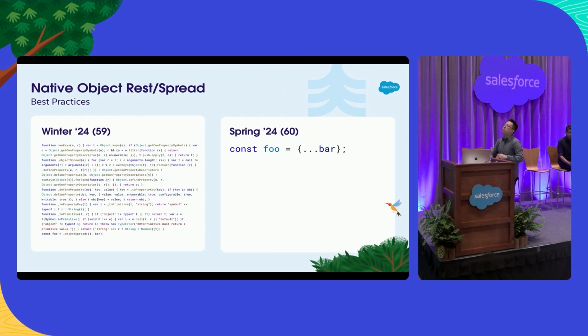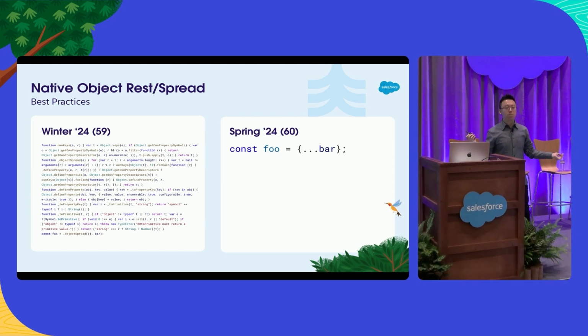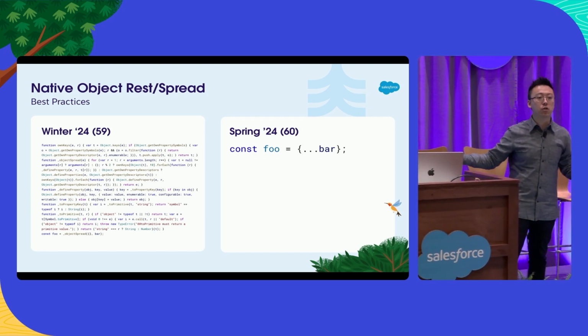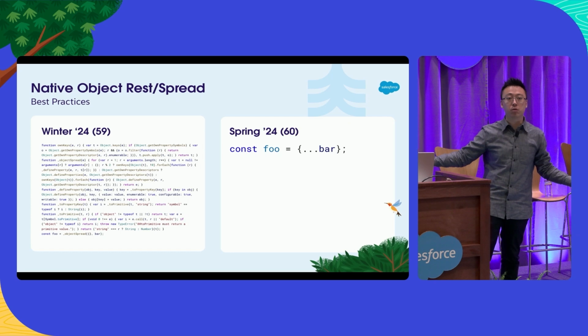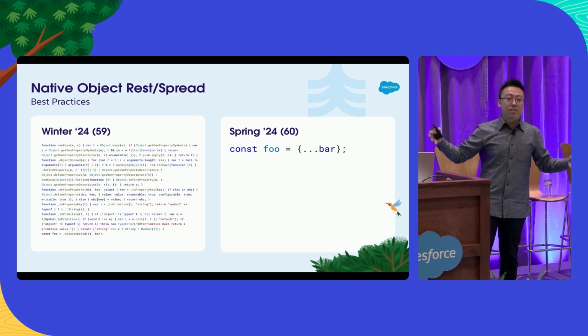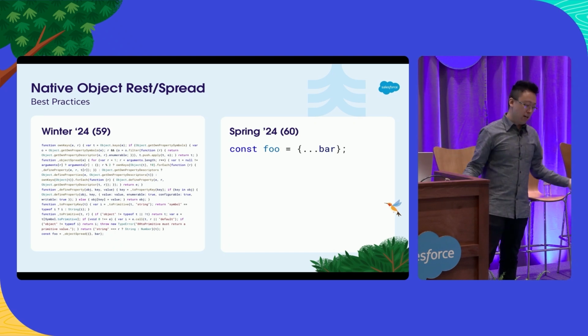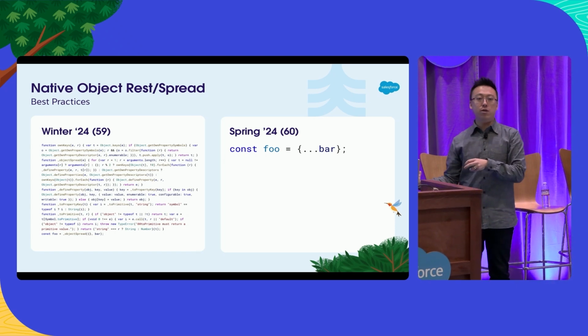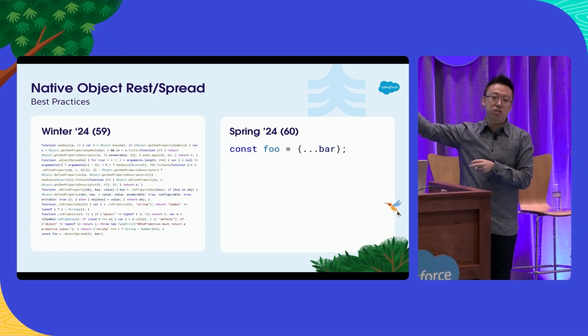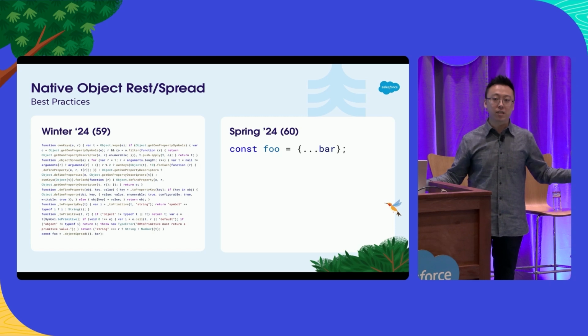Next thing, native object rest spread. So before, in Winter 24, we would use Babel to polyfill the ... syntax for the JavaScript in your components. That was to support IE11. On the left, that's the polyfill. On the right, in Spring 24, because we no longer support IE11, we're able to remove all of that code out of the component, and so you actually just get the ... and the browsers will take care of it.